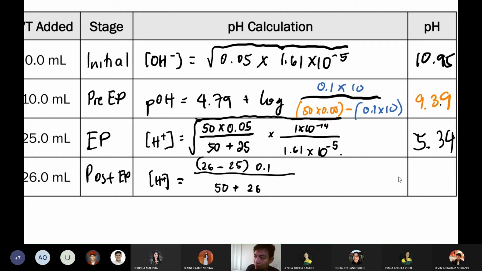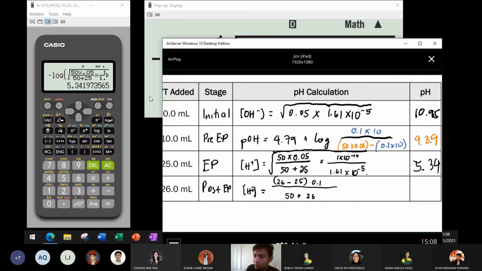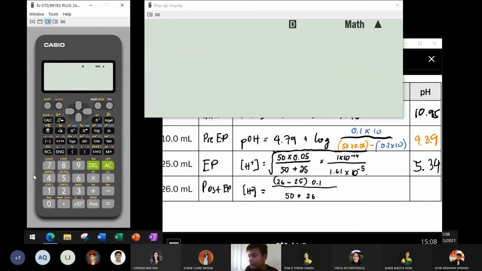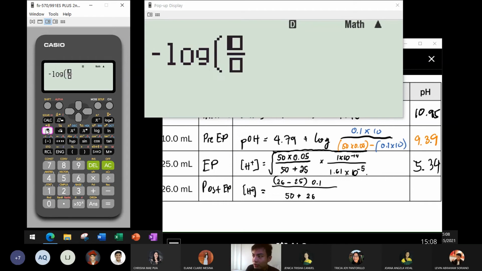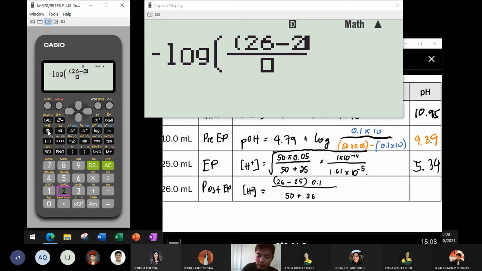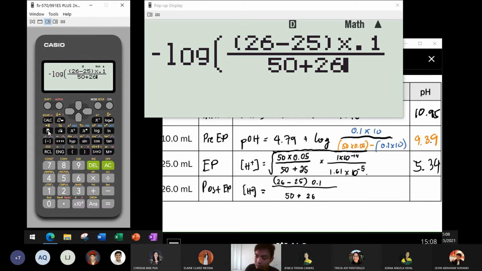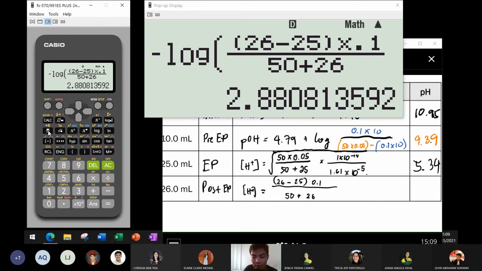Okay, so let's calculate the pH. Balik ulit tayo sa calcu. Negative log fraction. Yan. 26 minus 25 close times 0.1 divided by 50 plus 26, enter. 2.88. Okay.